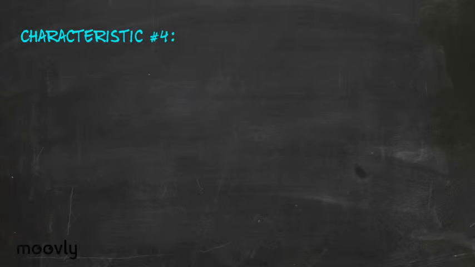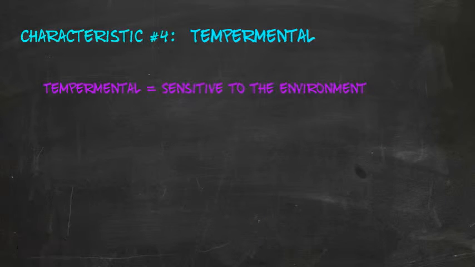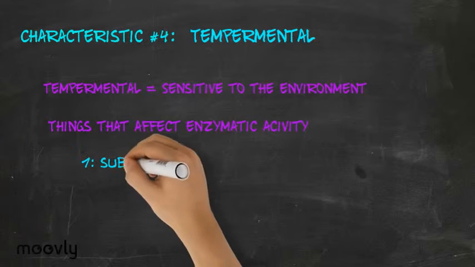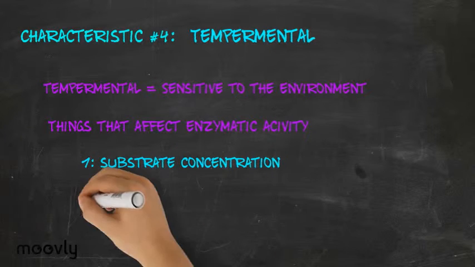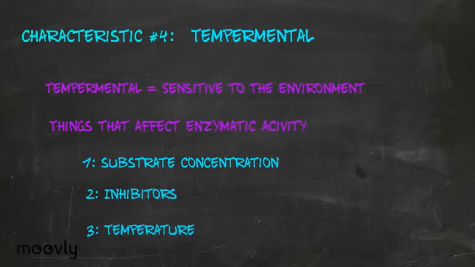The fourth characteristic of an enzyme is that it is very temperamental, meaning it is very sensitive to its environment. Different conditions can change enzymatic activity. Differences in substrate concentration, the presence of inhibitors, or change in temperatures can affect enzymatic activity.